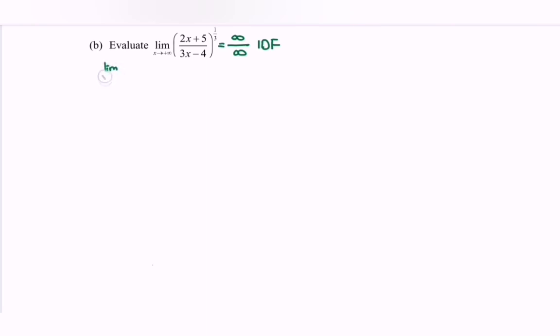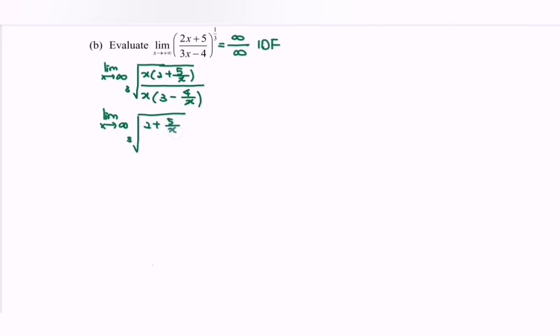So the limit when x approaches positive infinity, we have the cube root. Factor out the x, so here we have x times (2 plus 5 over x) over, factor out the x, and we have 3 minus 4 over x. Continue: the limit when x approaches positive infinity, we have the cube root of (2 plus 5 over x) over (3 minus 4 over x). If we substitute, 5 over infinity gives 0, and 4 over infinity gives 0 as well. So we have the cube root of 2 over 3.